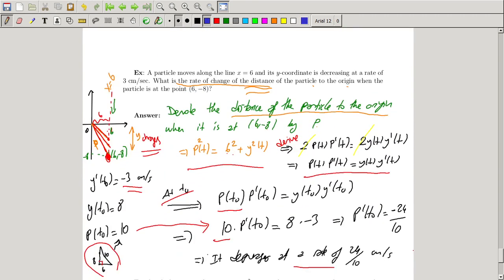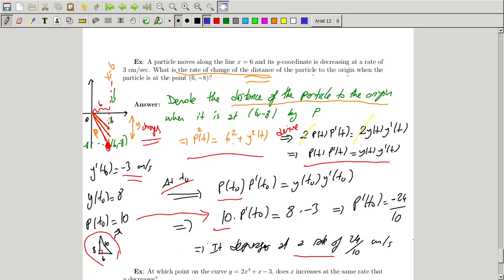Maybe the last question is again a particle question. A particle moves along the line x is equal to 6. We have x is equal to 6 given, and its y coordinate is decreasing. So this is the line x is equal to 6. If you just sketch a line here, this is x is equal to 6. But y is changing. As you see, x is fixed. So y changes.